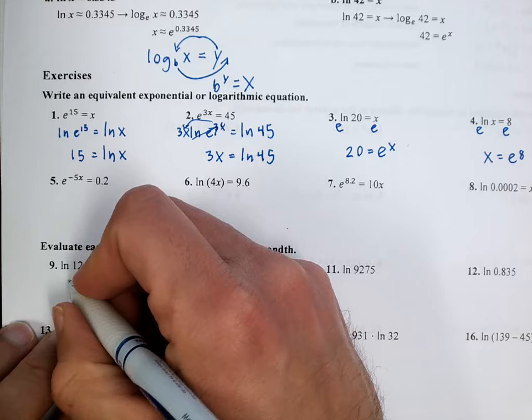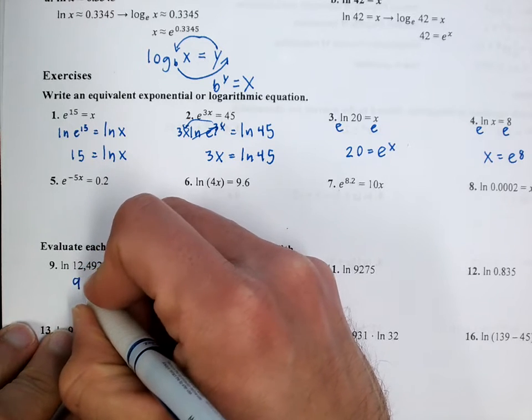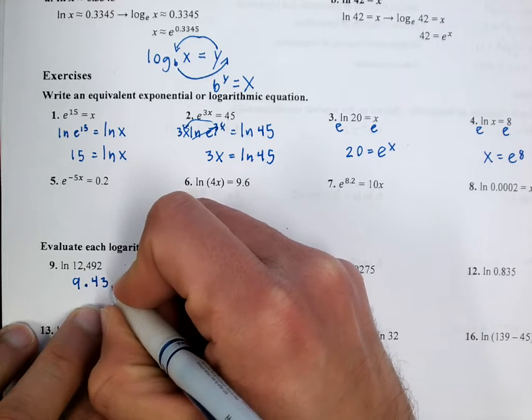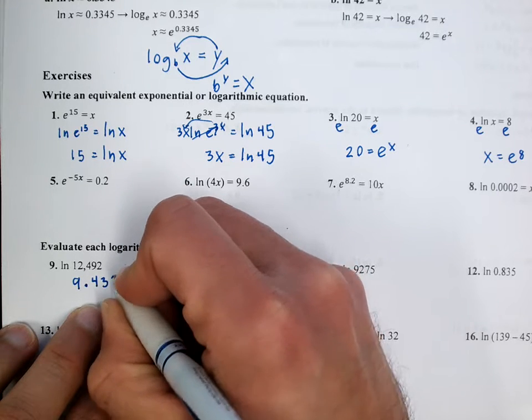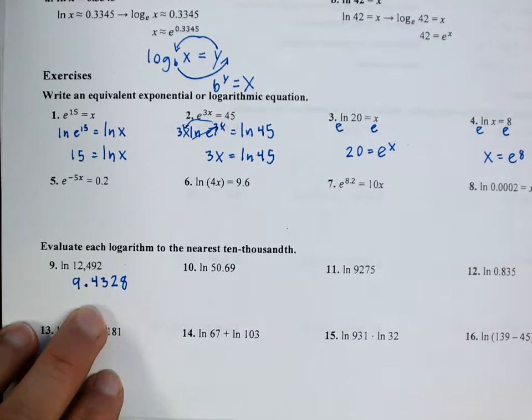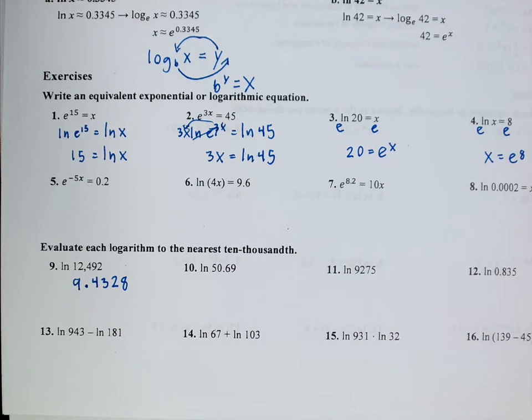Okay, never mind. So that's what we have for that. And that's essentially what you do the whole time. You use the calculator for all of these that look like from 9 through 16.